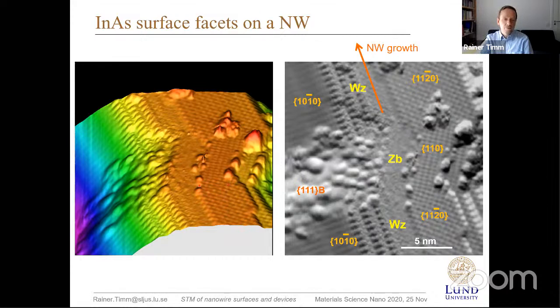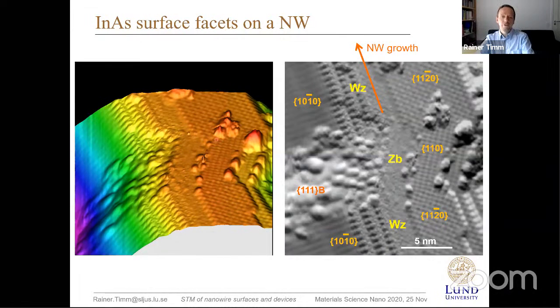Then we come to an interface here where the structure changes from hexagonal wurtzite to cubic zinc-blende. We have a different pattern here of the atoms on the surface, and it goes back to the hexagonal case here. We also see some contamination here on the surface, and then we can go here across an edge. So this is a 30-degree angle towards a different facet at the side of this nanowire.